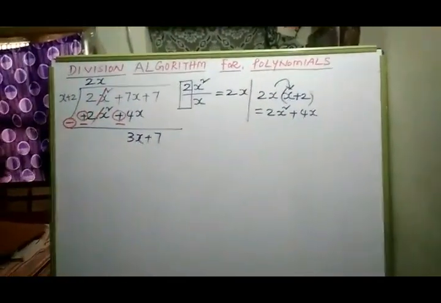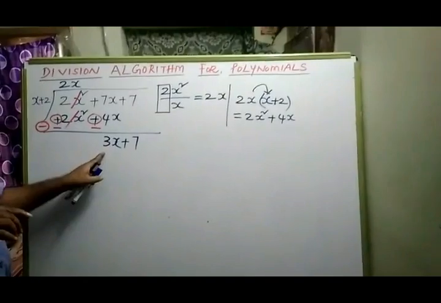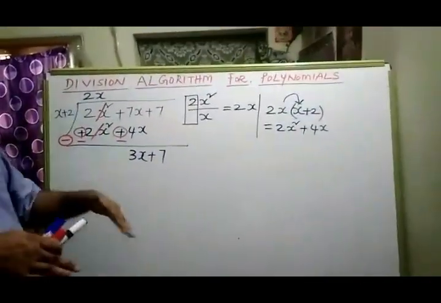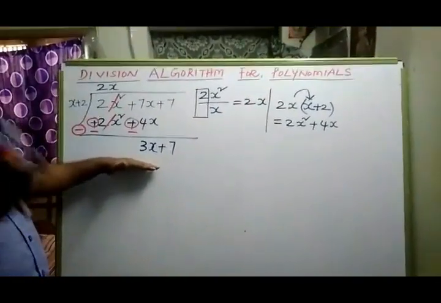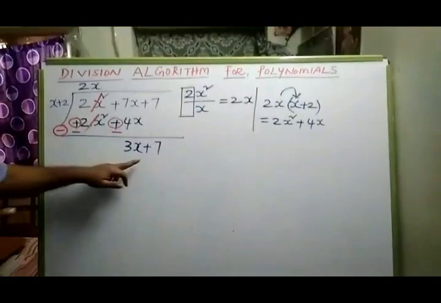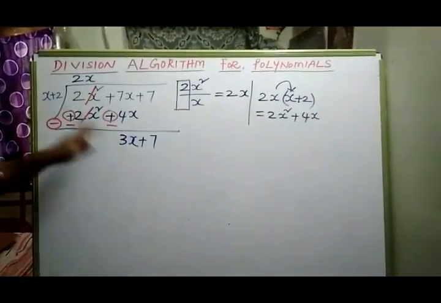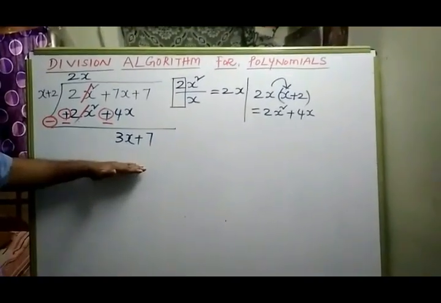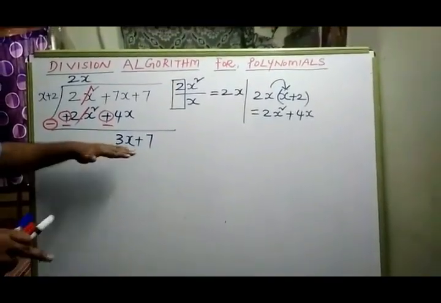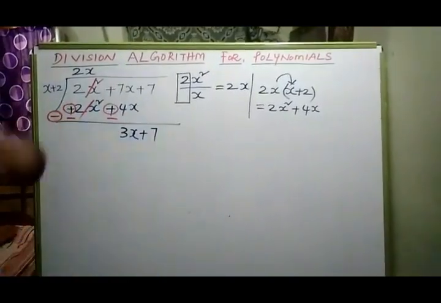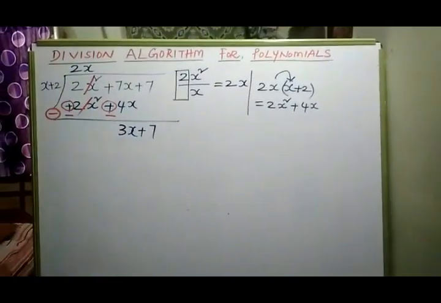Now, the new dividend is 3x plus 7. Whether it is a dividend or a remainder, you have to check. Yes, it is a dividend, because the degree of this polynomial is 1 and the degree of the divisor is 1. Both the degrees are equal, so this is again a new dividend. Otherwise, if the degree is less than the degree of the divisor, we can call it a remainder.